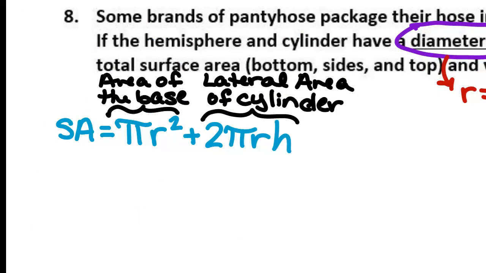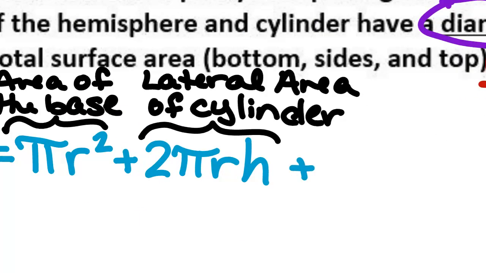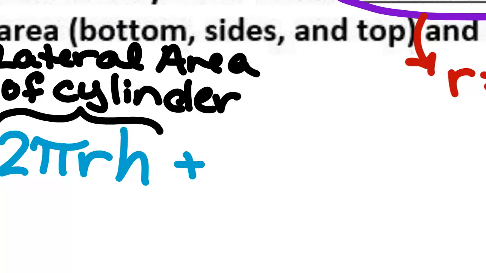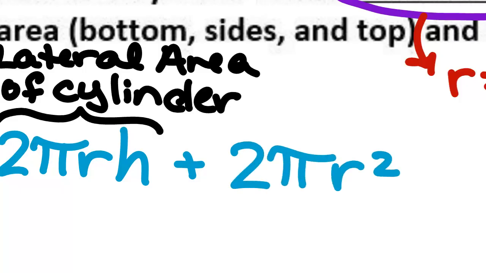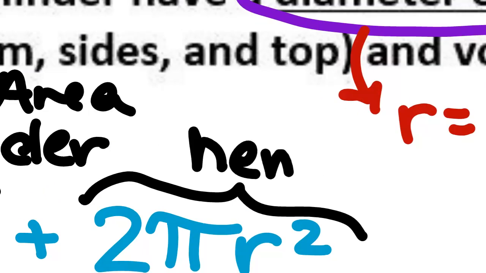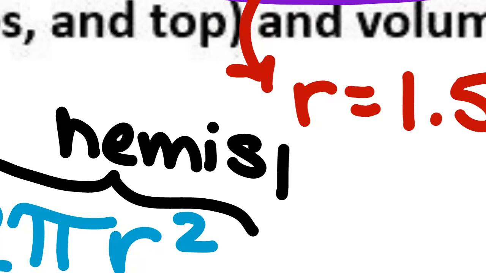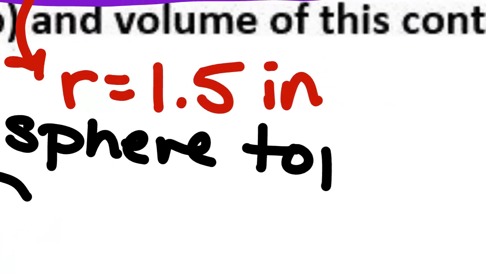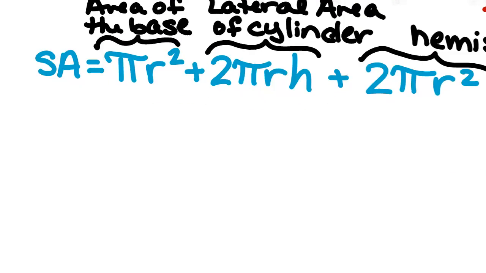And now we just need that hemisphere top, right? And we're talking surface area. How do you find surface area for a whole sphere? 4 pi r squared. So what would I do for a hemisphere? 2 pi r squared. This right here is the hemisphere top. All right, so now we are ready to substitute in.